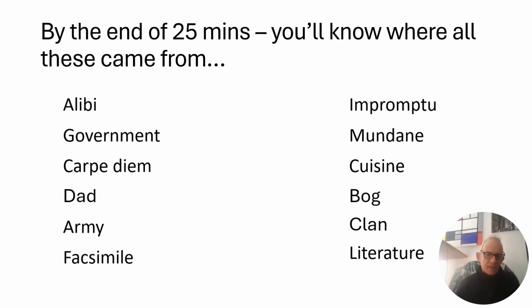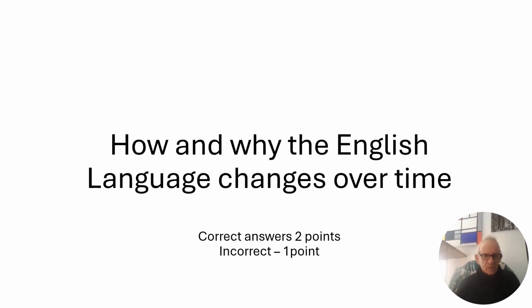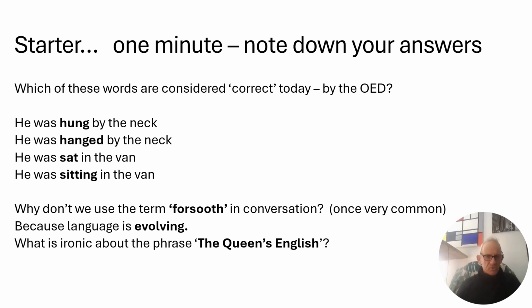So, first of all, we'll come back to this later on, but hopefully you'll know where all these words came from in terms of their origin, be it Latin, Celtic, or French. Okay, and hopefully over the course of the next few minutes, it'll become clear. So, how and why the English language changes over time. When I was giving it to the class, correct answers got 2 points and incorrect got 1 point. Okay, so here are some questions for you to start off.